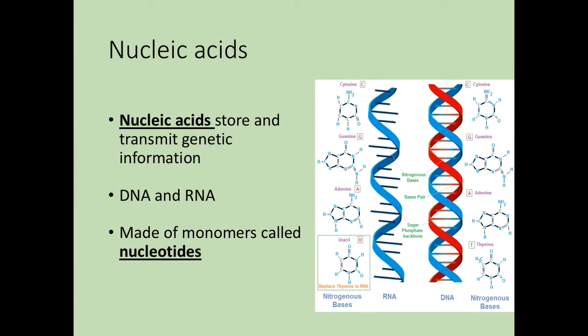And our last molecule, nucleic acids. There'll be a whole unit just about them because they're pretty darn important with living things. But the job of a nucleic acid is to store and transmit genetic information. There's DNA, which is the one on the right with 2 strands. RNA is the one on the left with only 1 strand. They are made of monomers that are called nucleotides.